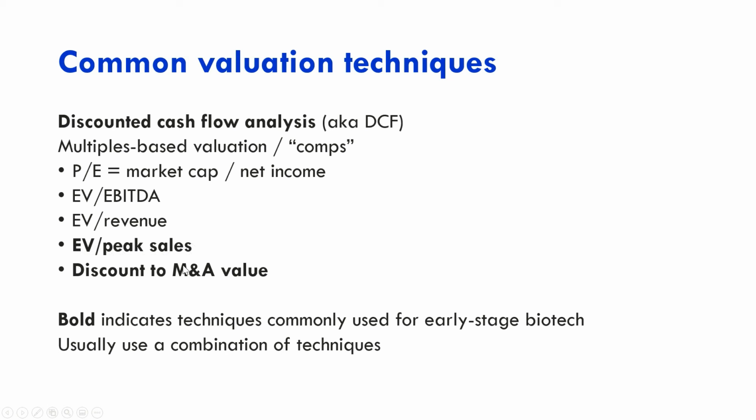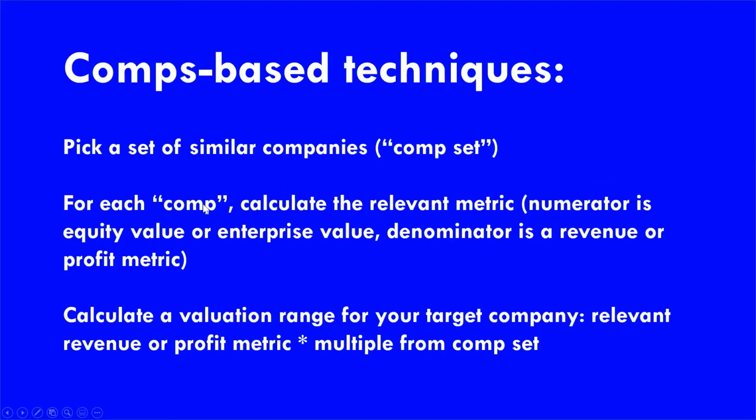And then discount to M&A value is a little bit different. We'll talk about that later. But all of these comps serve the format. The numerator is equity value or enterprise value, and the denominator is a revenue or a profit metric.